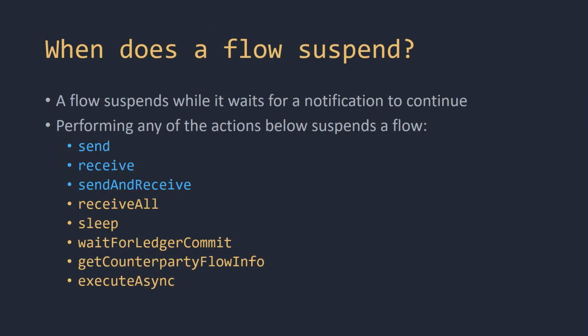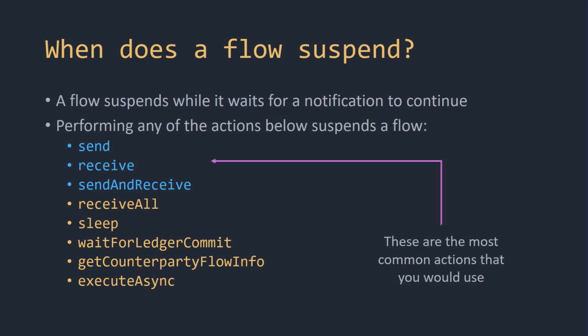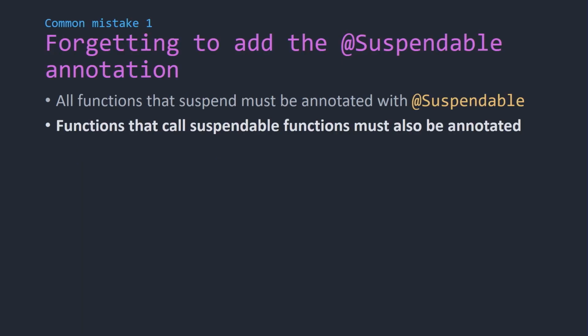Next, when does a flow suspend? A flow suspends while it waits for a notification telling it to continue. All these actions on the screen are what can cause a flow to suspend. I expect most of you have only really used the first three, send and receive, or you've definitely used a flow that does use one of these. So we now know when a flow suspends and where the annotation comes from.